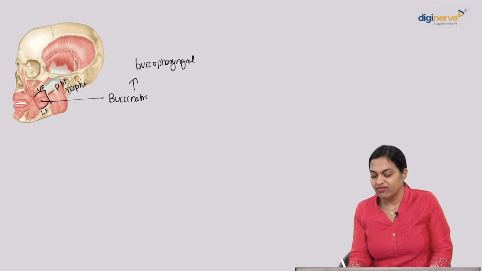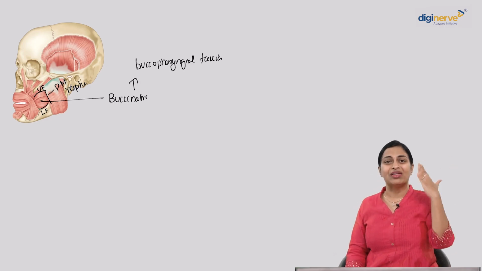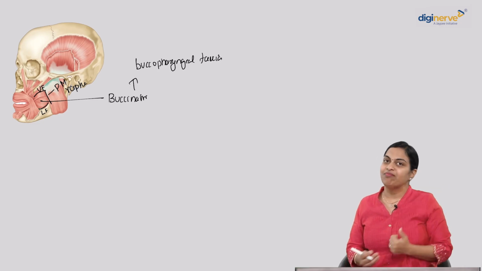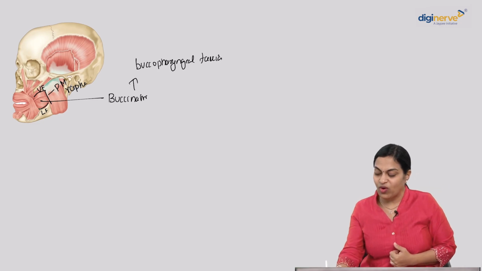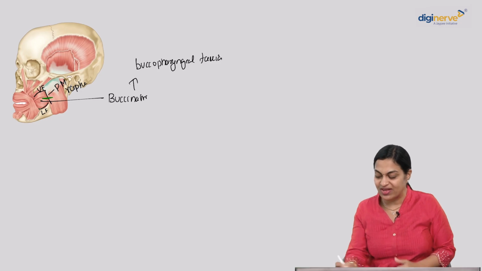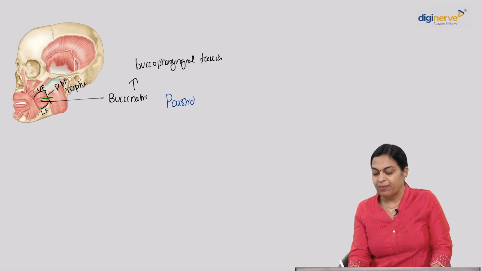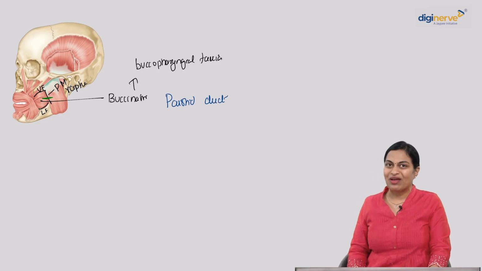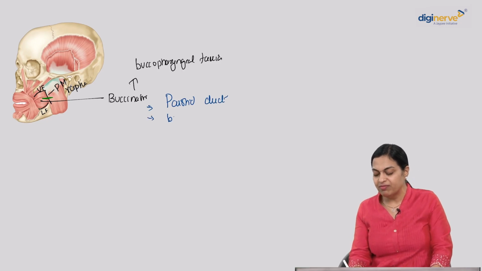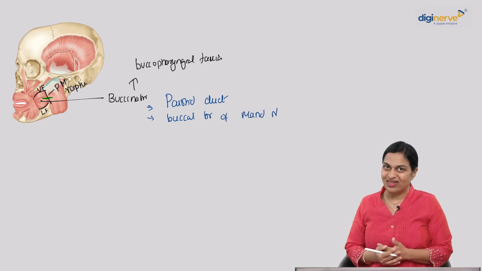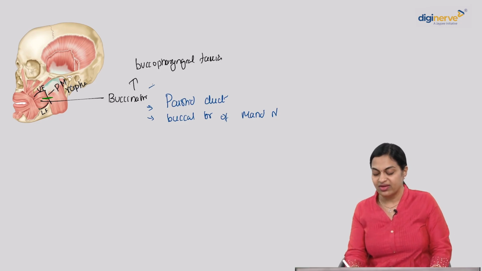So buccal refers to cheek, right? So we have the buccal pad of fat and then the buccopharyngeal fascia covering the Buccinator muscle. And what is the structure piercing the Buccinator, anyone? Come on. Yes, the parotid duct pierces the Buccinator. One more, the buccal branch of mandibular nerve. There are two buccal nerves, yes.